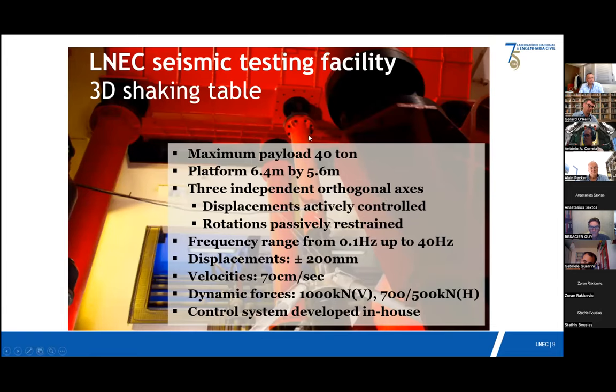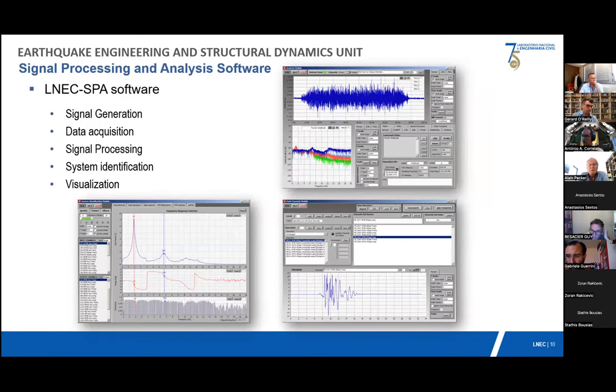In terms of the shaking table characteristics, the maximum payload, so the weight of the model, is up to 40 tons. Our platform has an area of 6.4 meters by 5.6 meters, with three independent orthogonal axes, the two horizontal degrees of freedom and the vertical degree of freedom, where we can apply displacements of plus or minus 200 millimeters, velocities up to 70 centimeters per second, and dynamic forces in the vertical direction of 1000 kilonewtons and in the two horizontal directions of 500 or 700 kilonewtons. Our control system is developed in-house, as well as a number of software tools for the analysis, data acquisition, and signal processing of the experimental activities that we perform.